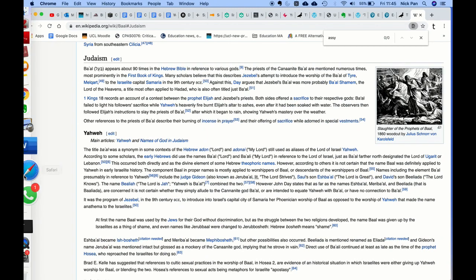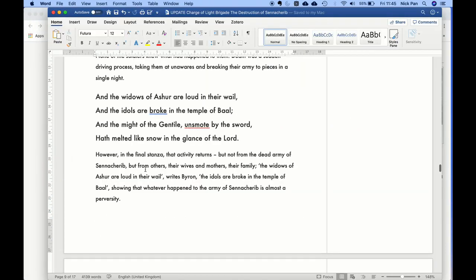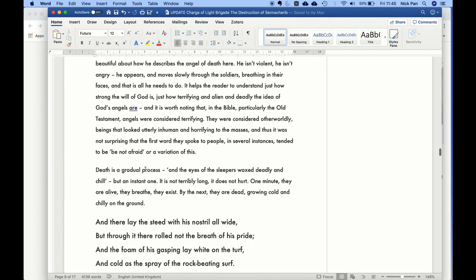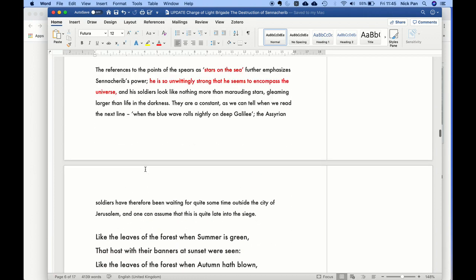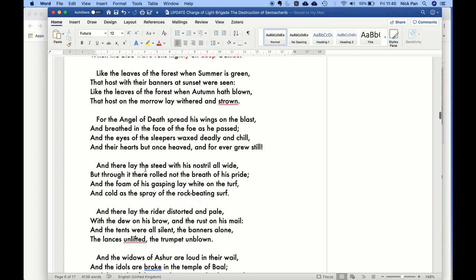Briefly, we've introduced you to the poem and what it's all about and what Byron is doing in his images and in his language, broadly speaking. So hopefully this has been very helpful.